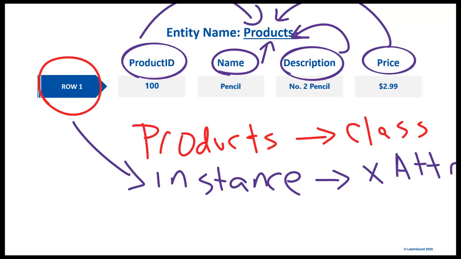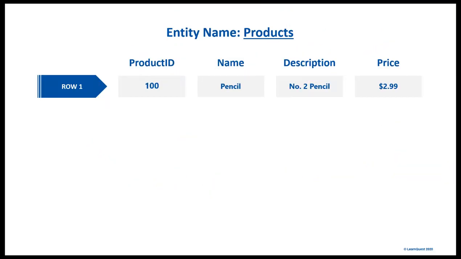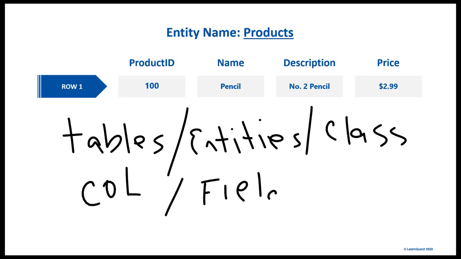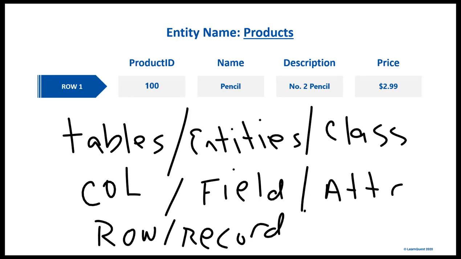So I wanted to clarify those things. Specifically, what I wanted to clarify is that tables, entities, as well as classes may mean the same thing. Column, field, and attribute may mean the same thing. In addition, row, record, and instance may mean the same thing. Keep that in mind.